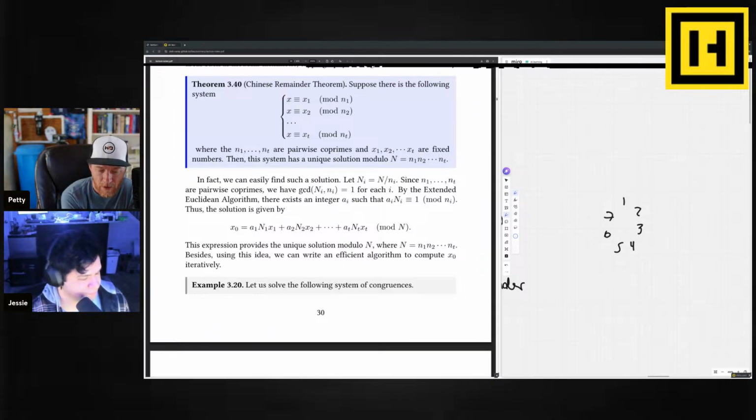Let little n_i equal n divided by n_i. I think there's a way to say that which I forgot previously. Since n1 to nt are pairwise coprime, we have the greatest common divisor of n_i and little n_i equal to 1 for each i. So by the extended Euclidean algorithm, there exists an a_i such that, we just did that one. Thus, the solution is given by this linear combination of these factors. So that's interesting. That then is the decomposition of. That's interesting.